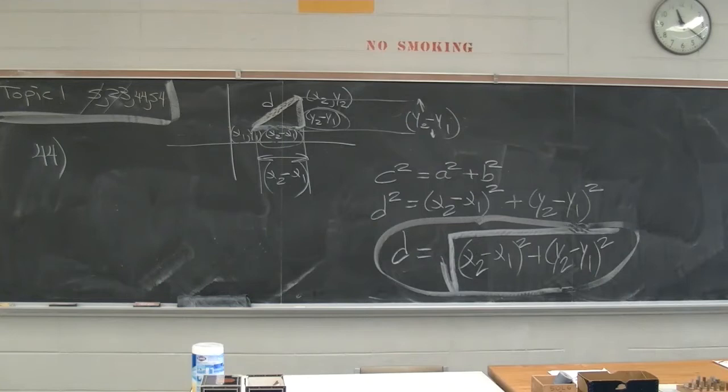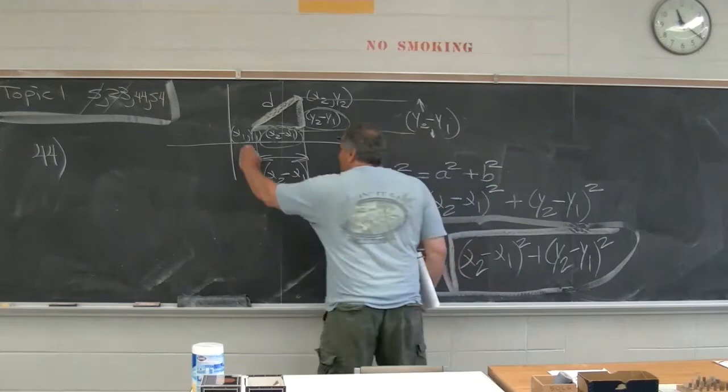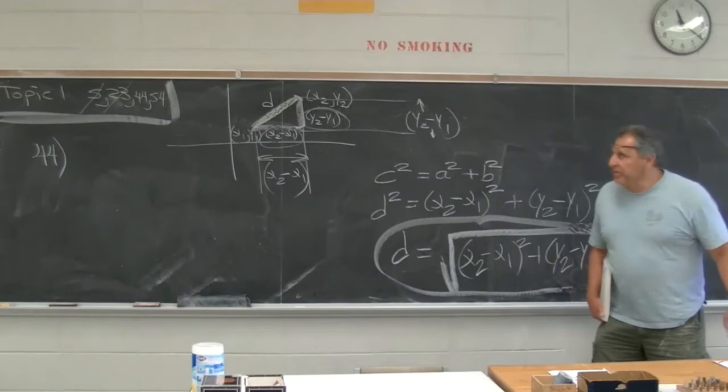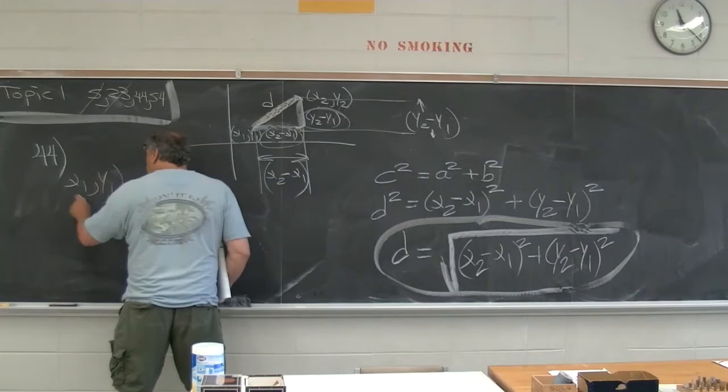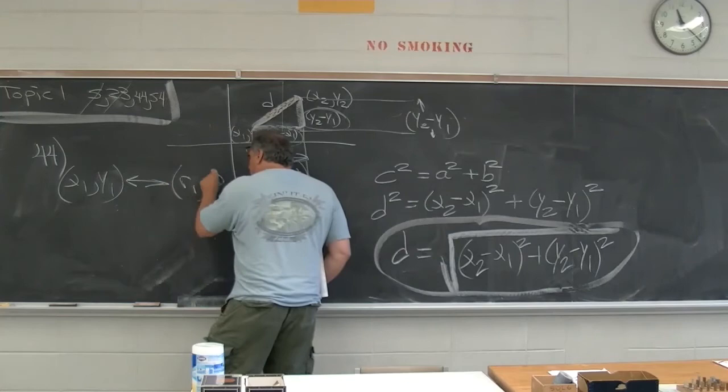Okay, great. They didn't give us x1, y1, nor did they give us x2, y2. They gave us polar coordinates. So the way you want to look at it is, it's a hard one to call, but you basically say x1, y1 implies r1, theta1 in terms of polar coordinates.